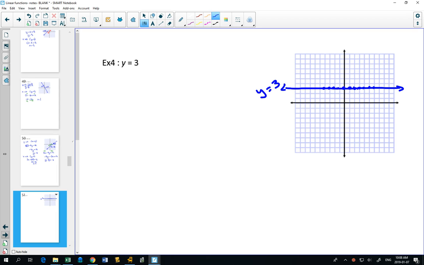Is this in y equals mx plus b form? Yes. Hard to see it sometimes, but I could rewrite this as y equals 0x plus 3 if I wanted to. What's my y-intercept? 3. What's my slope? 0. It means I have to have a rise of 0 and a run of whatever I want, which will also make a horizontal line.